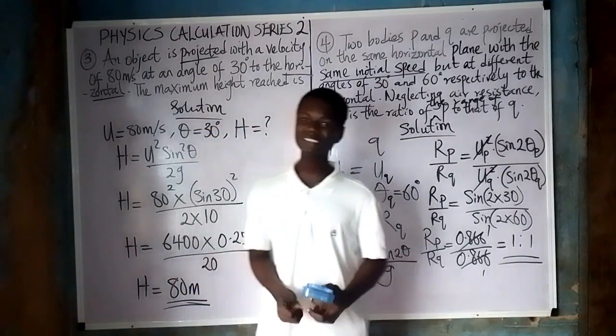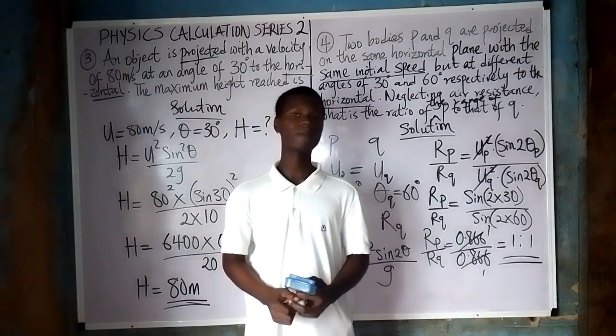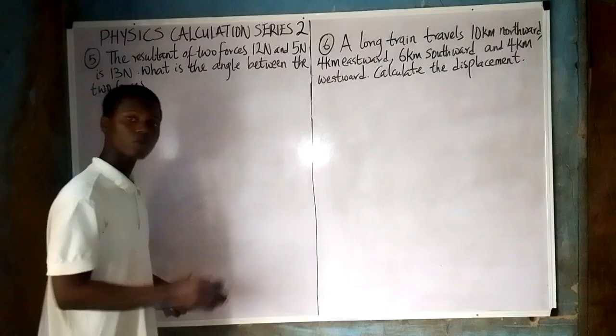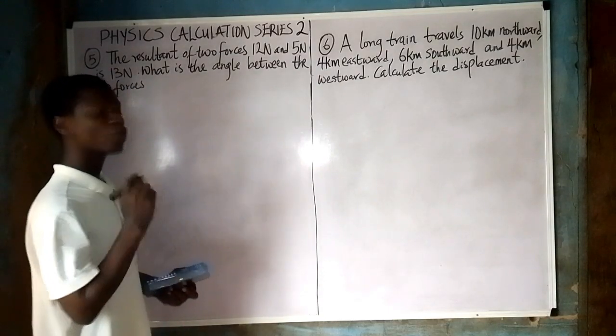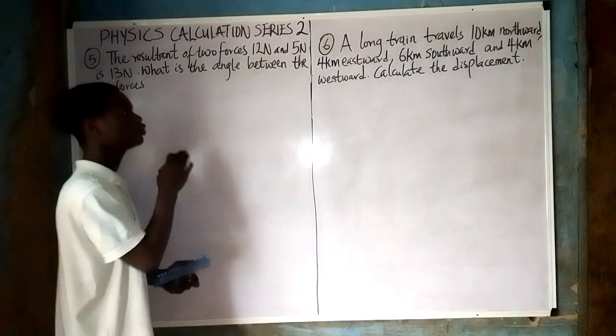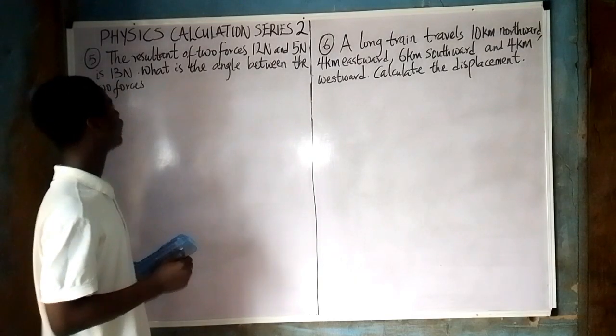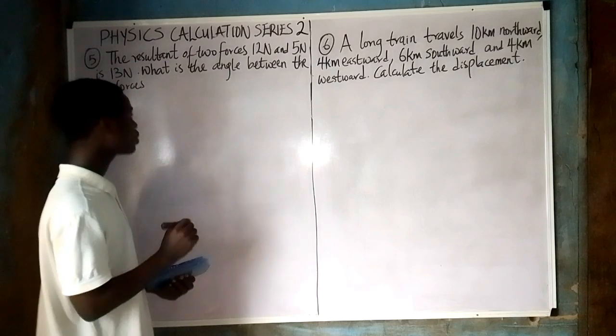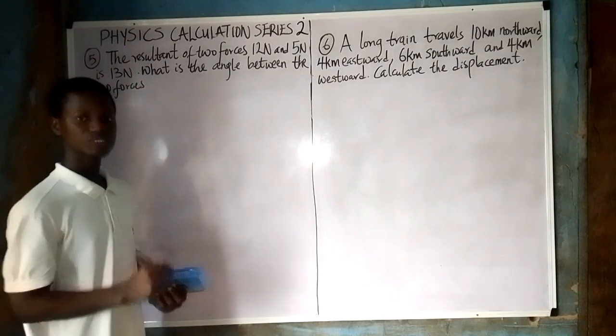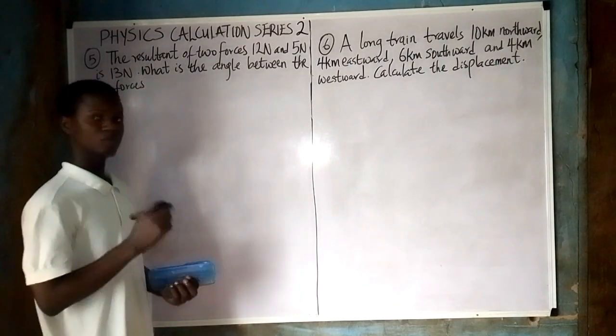So about now, we'll be getting to question number 5. Alright, here is question 5. It reads, the resultant of two forces, 12 Newton and 5 Newton, is 13 Newton. What is the angle between the two forces? So this is the question we are asked to solve.